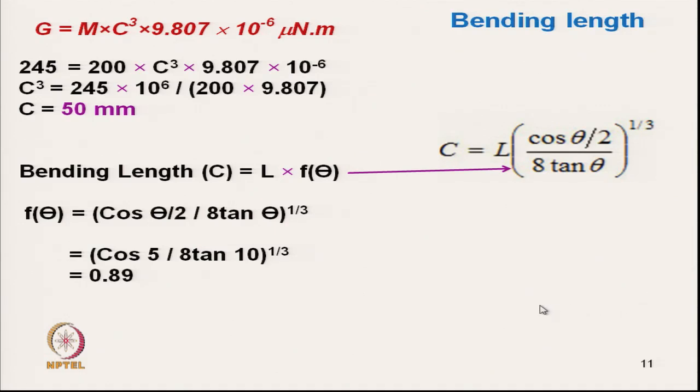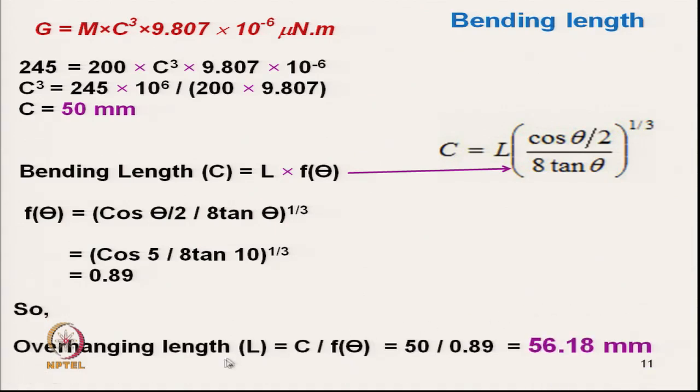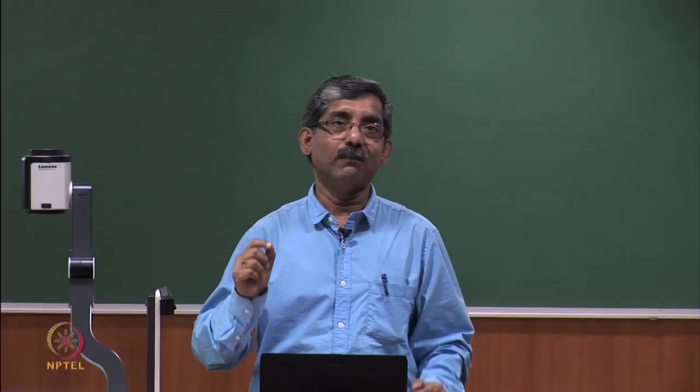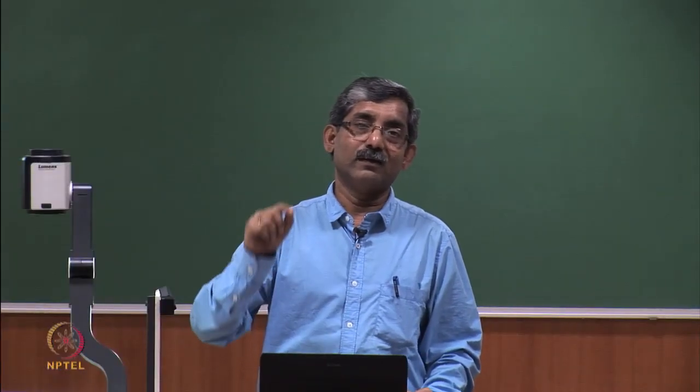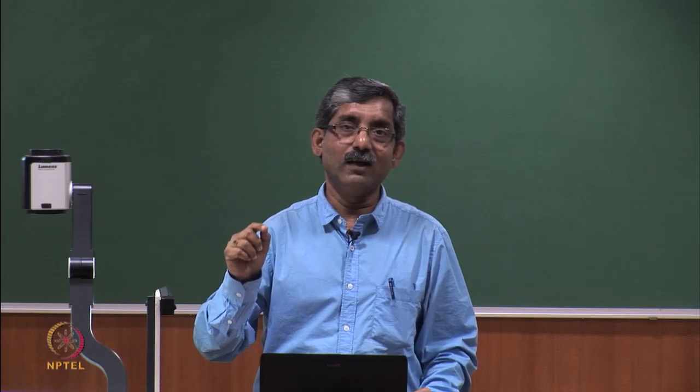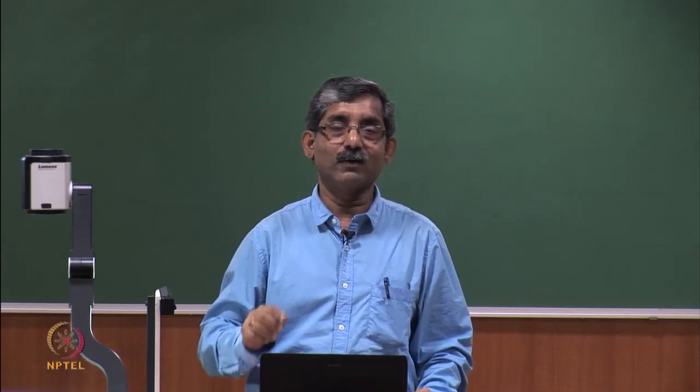So, from there we can calculate the overhanging length. If we know the value of c, 50 millimeter, then 50 by 0.89 comes out to be 56.18 millimeter. Which means that we need a 56.18 millimeter overhanging length for the tip of the fabric to reach 10 degree below the horizontal plane.